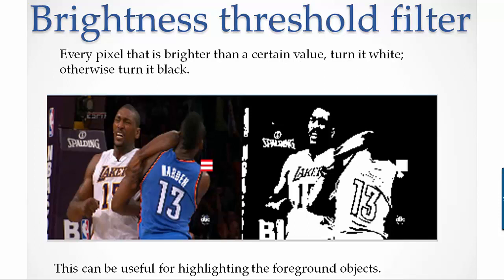So, as I was saying, you loop over every pixel, you calculate the brightness based on the red, green, and blue values, and if the brightness is above a certain threshold, you'll turn the pixel white, otherwise you'll turn it black.